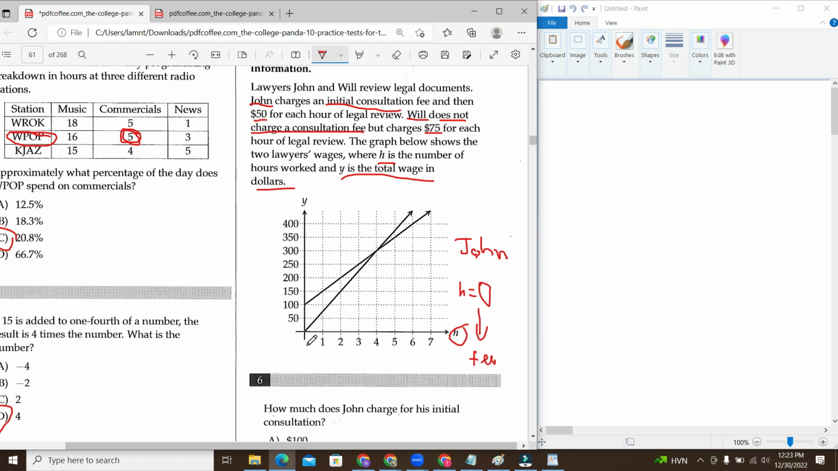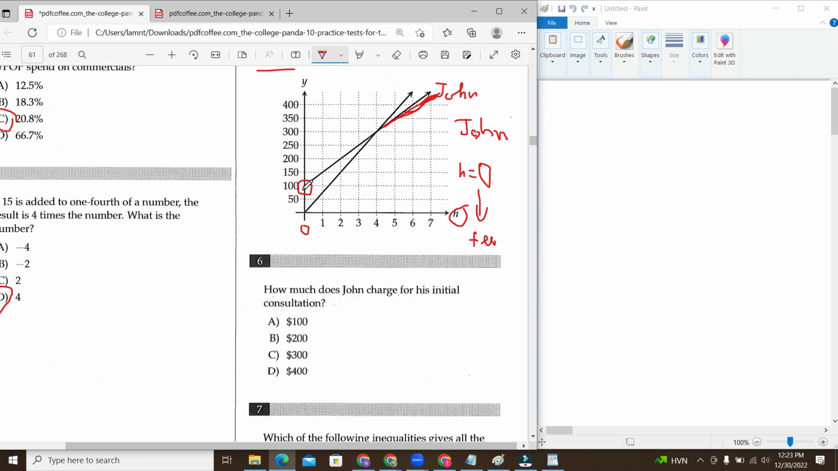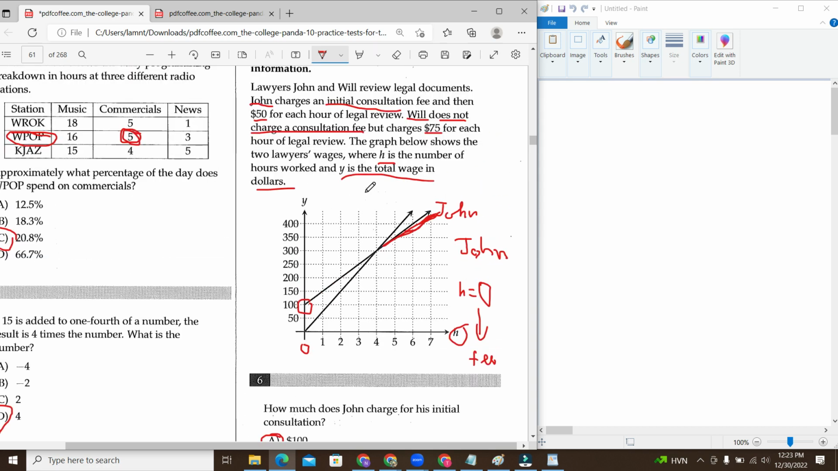So you can see here at hour equal to 0, the customer pays 100 on this line. So this line, the red line, is actually John. The other line is Will. So initially, John is going to charge $100 for the initial consultation. Next, what do they ask?